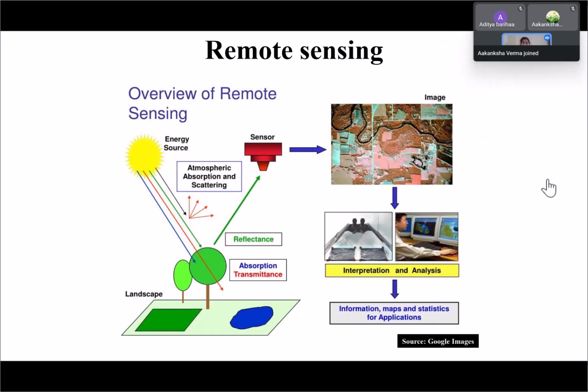Yeah. So they send energy. The energy is received by the object. The object sends back the energy. How? In what form? Reflection. That reflection is captured by the sensor. That's the only task the sensor has with respect to the object.